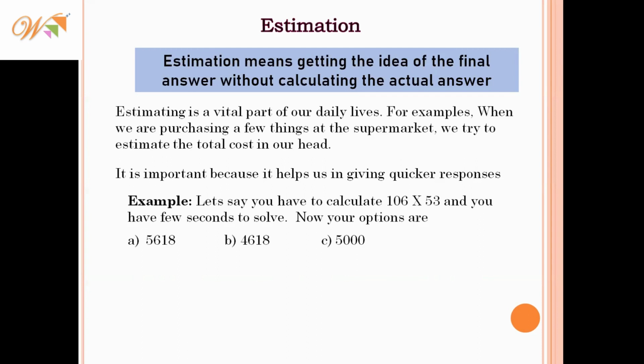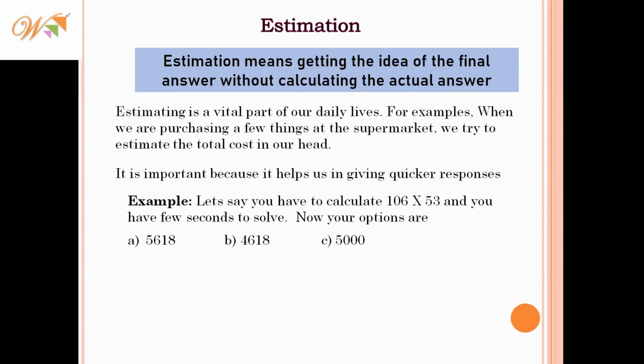For example, let's say you have to calculate 106 times 53. Now you have only 4 seconds to solve. How will you solve it? They have given you the options 5618, 4618 and 5000. Now if we start doing 2-digit multiplication with 3-digit, it will take us around 1 minute.